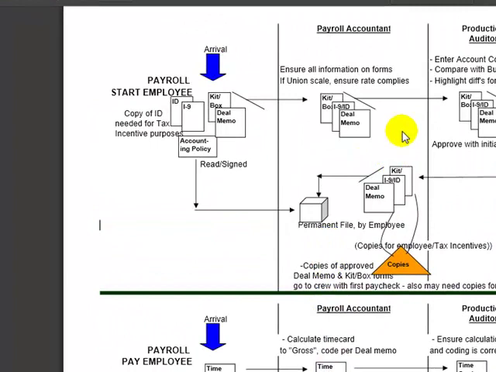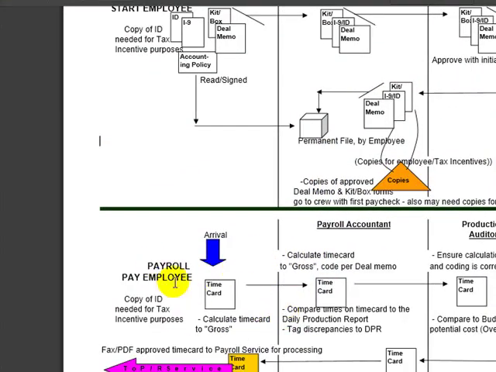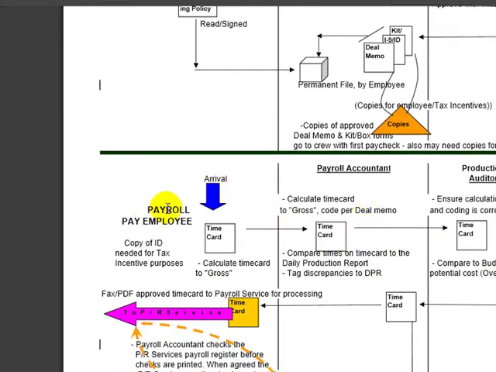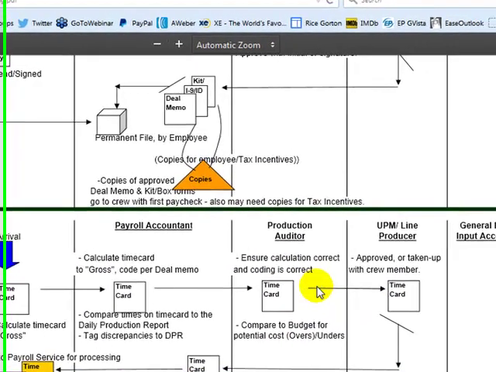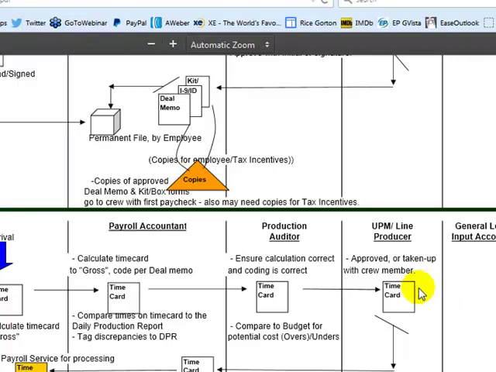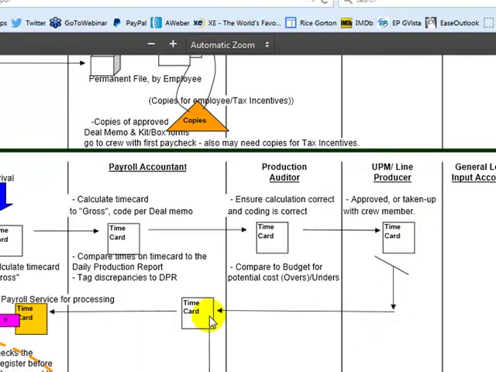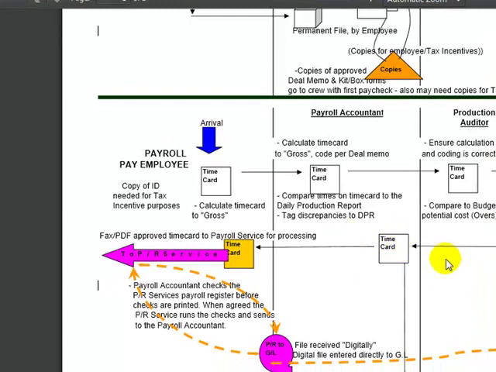With Screen Actors Guild, of course, the cast don't fill this out themselves. There's a production time report that gets filled out, and then the payroll accountant fills out the time card themselves. The production time report is done by the ADs and signed by the cast member. And then it gets to the production auditor, who approves it and checks the account coding, checks sure the calculations are correct. Then it goes to the UPM slash line producer. All ends up back with the payroll accountant, who sends it into the payroll service for processing.